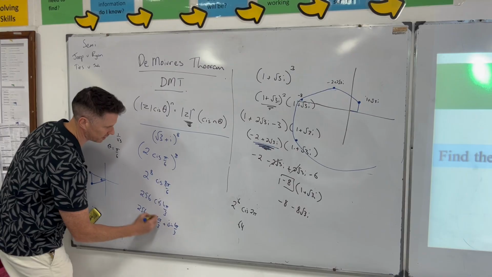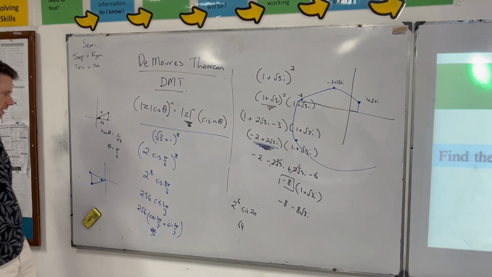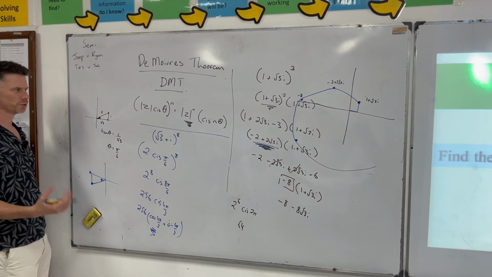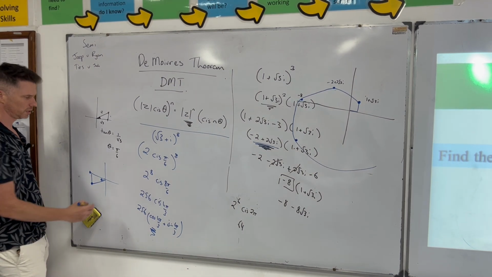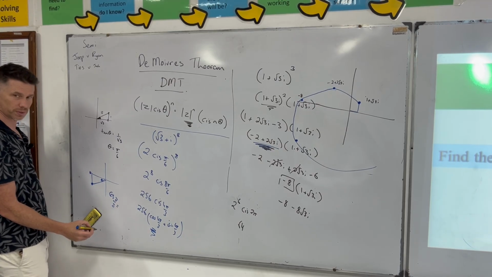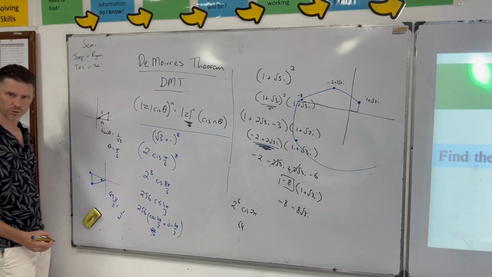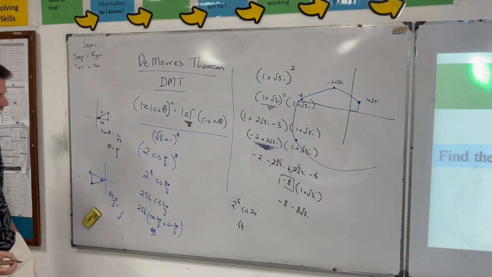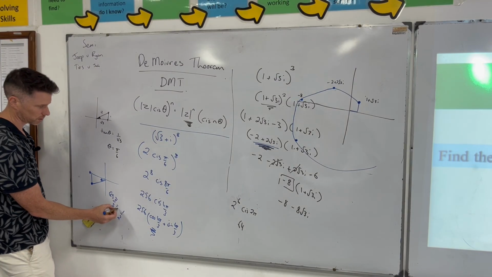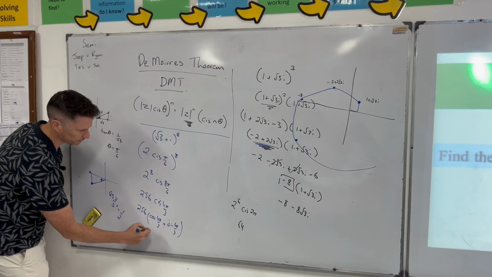You don't need to write this step, but we can think about it if you're not sure. Cosine 4 pi over 3, my reference angle is pi over 3, isn't it? So what's cosine pi over 3? A half, yeah. And when it's in this quadrant, it's going to be negative a half. So it's in that quadrant, so it's minus a half. So that's the first one.